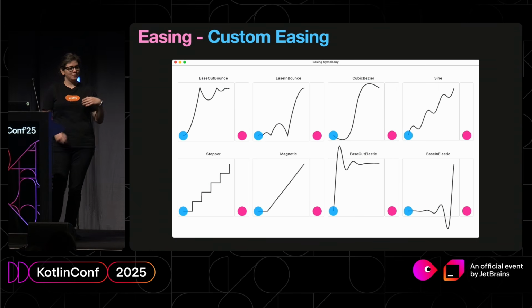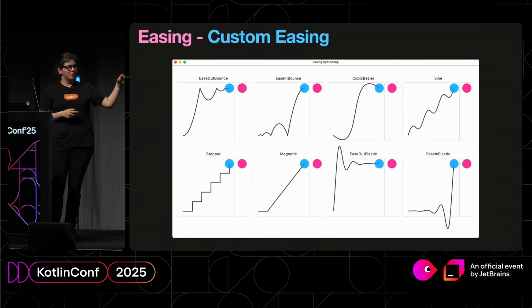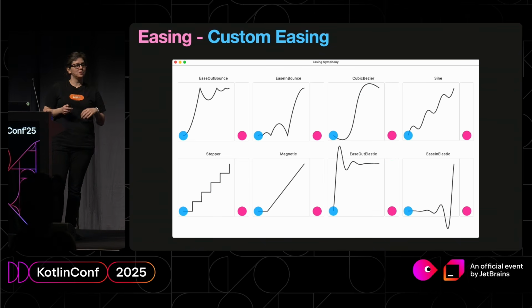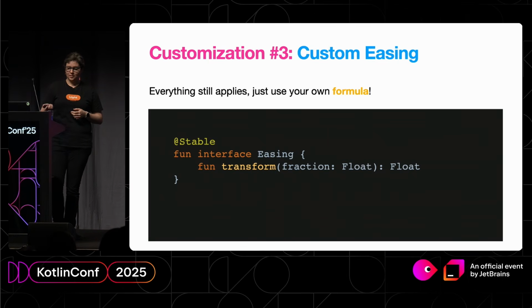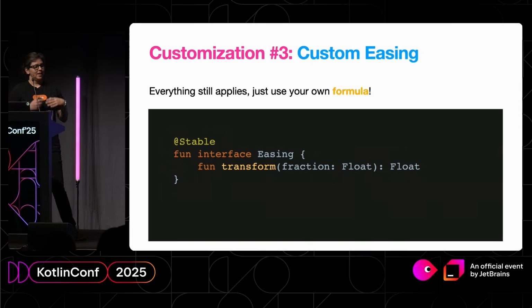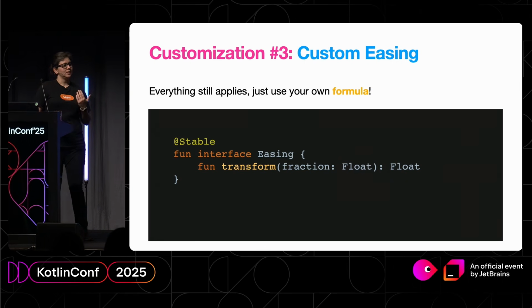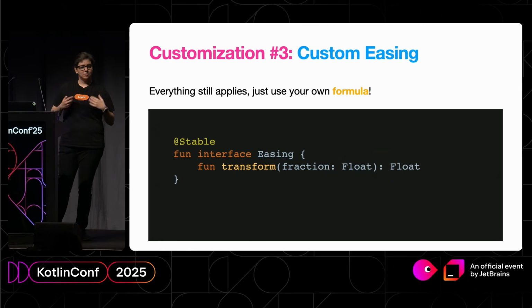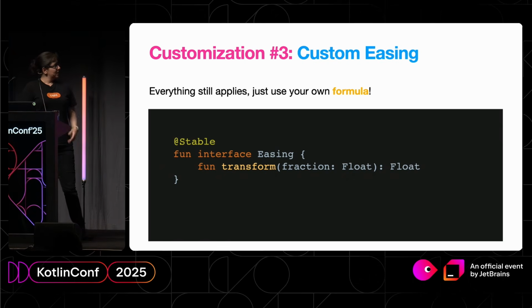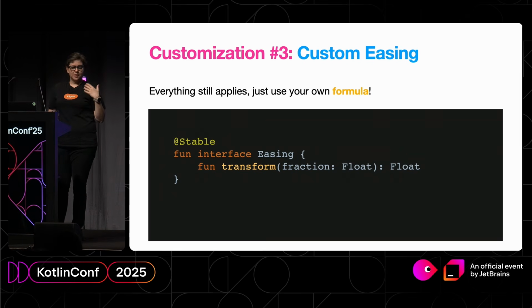And since we're already talking about custom easings, instead of creating these boring out-of-the-box easings, let's jump into customization number 3: custom easings. For custom easings, everything still applies, everything is the same, it's still the velocity. The only difference is that instead of grabbing the out-of-the-box ones, we're going to be creating our own easings with our own formulas. The way you do it is by implementing the interface Easing. It is super simple, it just has one function, which is transform, and you have 2 options on how you're going to create your custom easings.